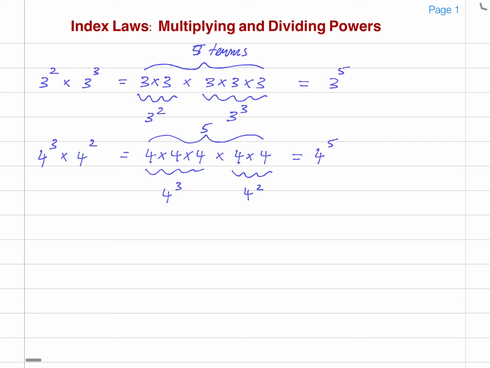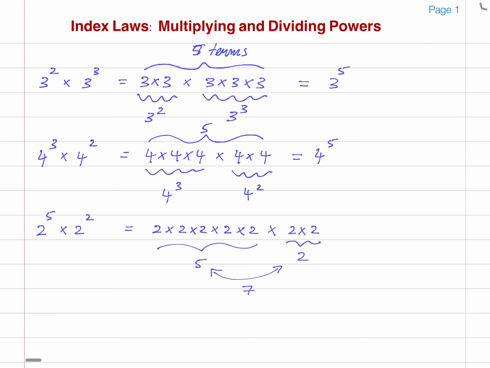Another example. Now 2 to the power 5 times 2 to the power 2. So you have to multiply 2 five times. So there are 5 terms over here. Then 2 to the power 2, so there are 2 terms over here. So altogether we have 7 terms. So that would be 2 to the power 7.